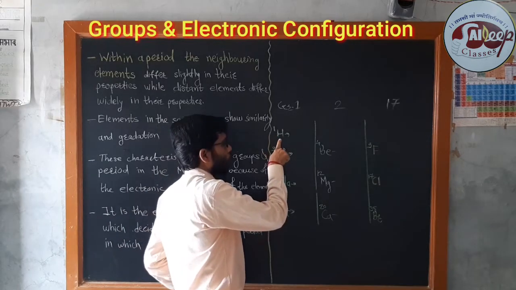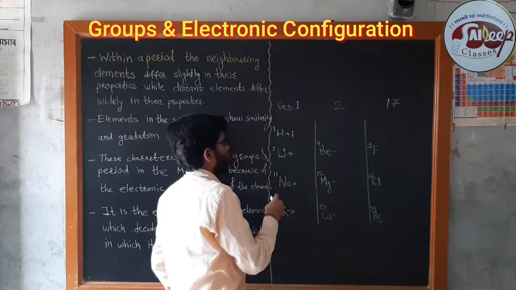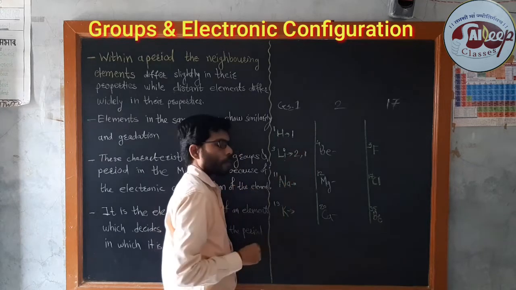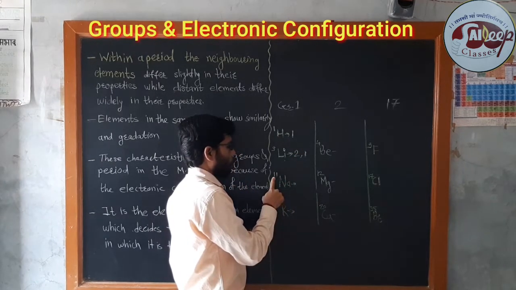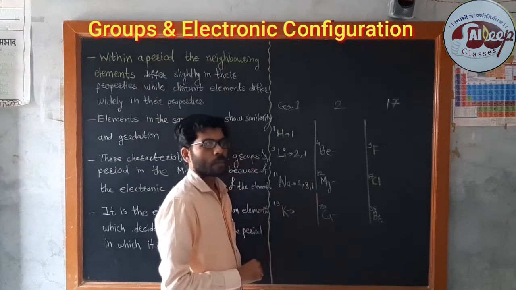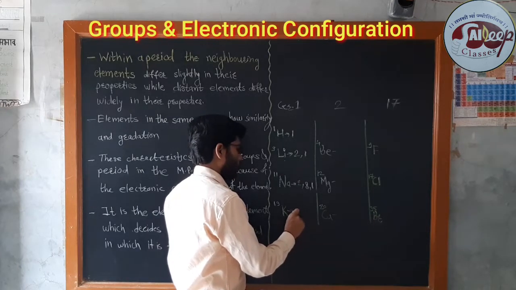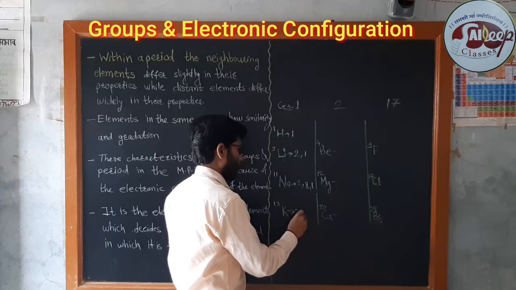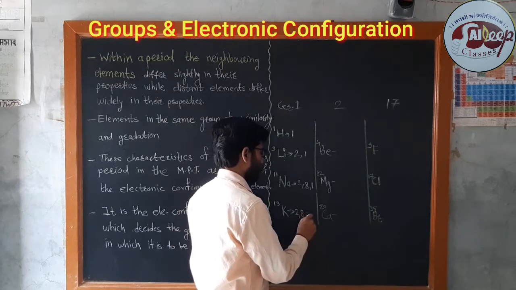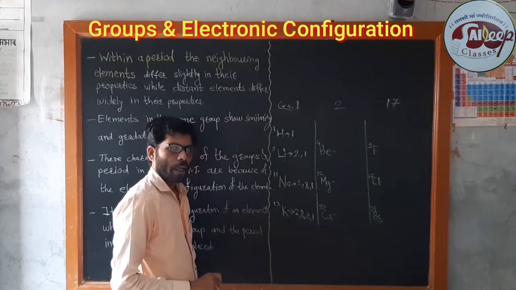The atomic number of hydrogen is 1 and electronic configuration is 1. The atomic number of lithium is 3 and electronic configuration is 2, 1. Sodium atomic number is 11, 2, 8, 1. Potassium atomic number is 19, therefore 2, 8, 8, 1.